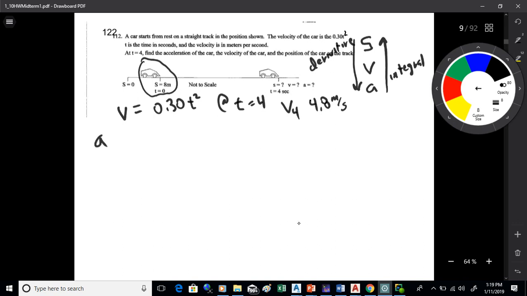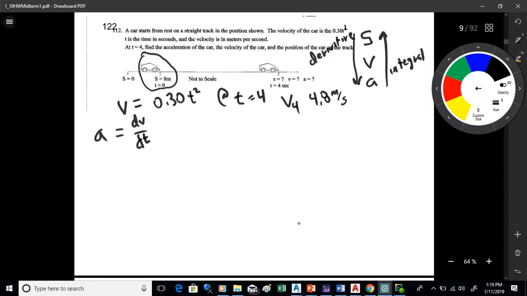All right, now the acceleration then, what you want to look at is dv dt. That's the fundamental definition of acceleration. Notice that the velocity is given as a function of time. So if you take a time derivative of that, you'll get to the acceleration. So that looks to me like it'll be 0.6 t. So again, when t is 4, the acceleration at a time of 4 will be 0.6 times 4, it'll be 2.4.